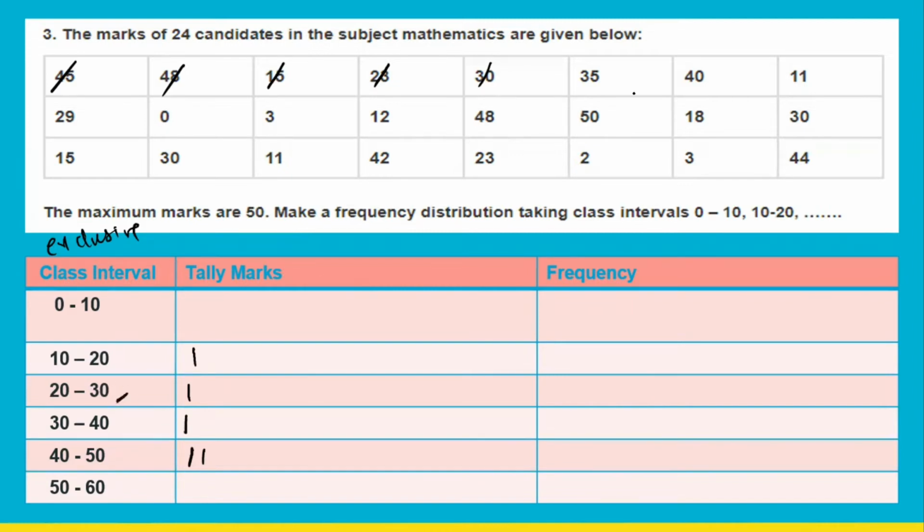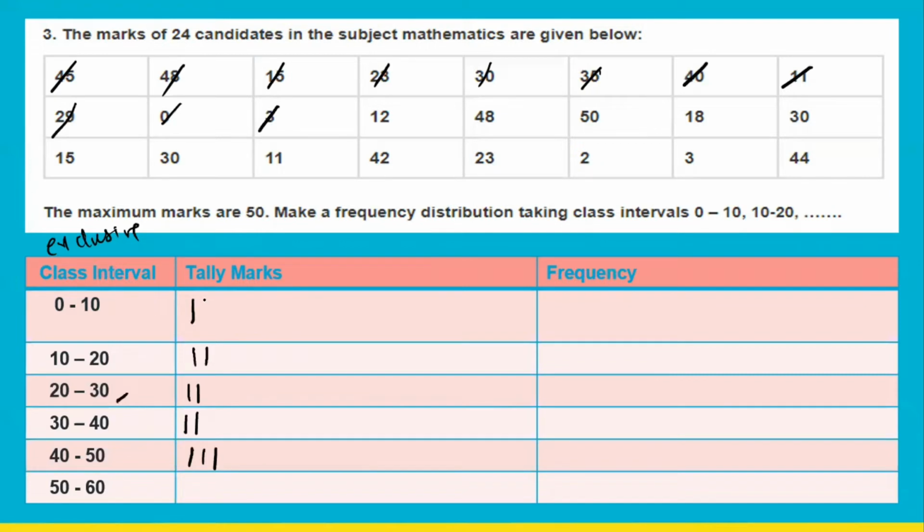Next the data is 35. So 35 will again be between 30 and 40. 40 will be going in this group. Then 11 goes in 10 to 20. 29 will be there in 20 to 30. 0 will be there in this group, 0 to 10, the lower limit is taken.